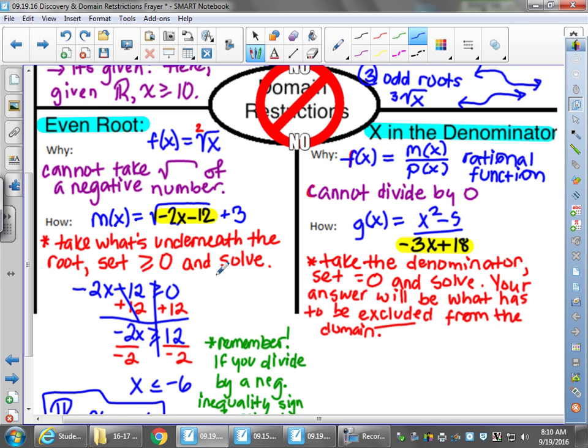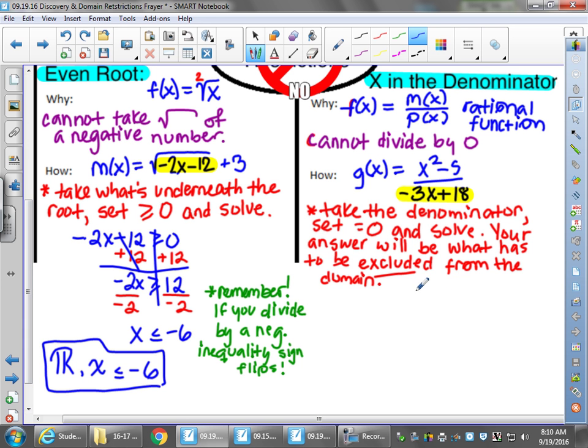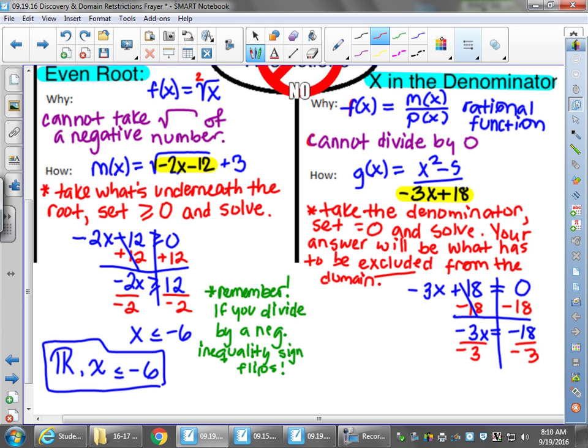So let's see how this is going to work. What am I going to write for my little equation here? Equal to 0 and solve. Go for it. So we're taking the denominator, setting it equal to 0, and now we're solving. What did we get as an answer? Good. Now how are you going to write your domain? Try. What are you going to write for your domain? Tell me. All real numbers. X equals 6? Not equal to 6. Very good.